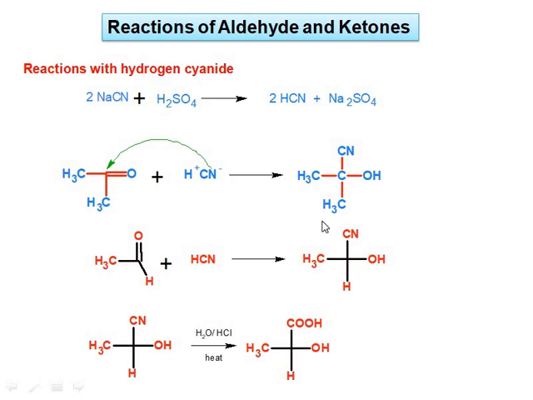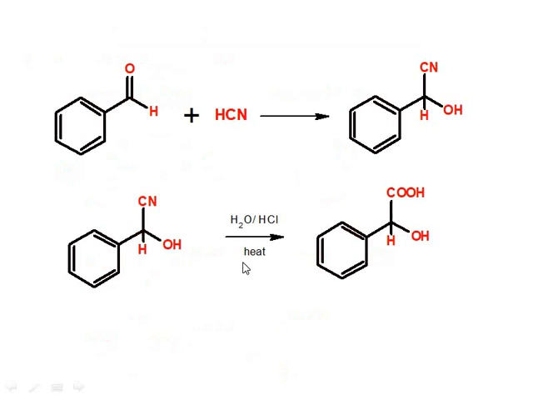And then this cyanohydrin can be hydrolyzed with water, acid hydrolysis under heating conditions. The cyanide is converted to the acid. So this is lactic acid, this is the structure of lactic acid. Hence, lactic acid can be prepared from acetaldehyde by using hydrogen cyanide.